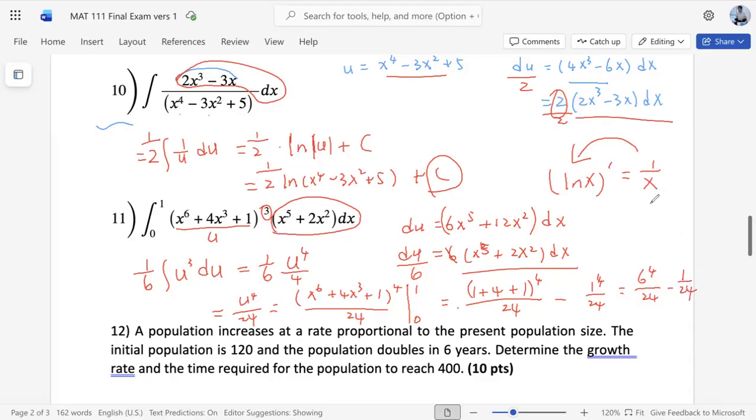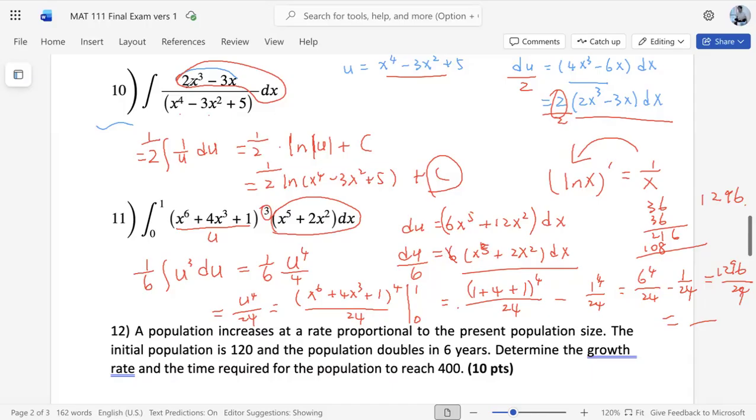Well, what is 6 raised to the 4? 6 squared is 36. So 36 times 36, a huge number, right? 1296. I hope I did not make a mistake. Then minus 1, we get 1295 divided by 24. Of course, we can use a calculator to get a decimal value.